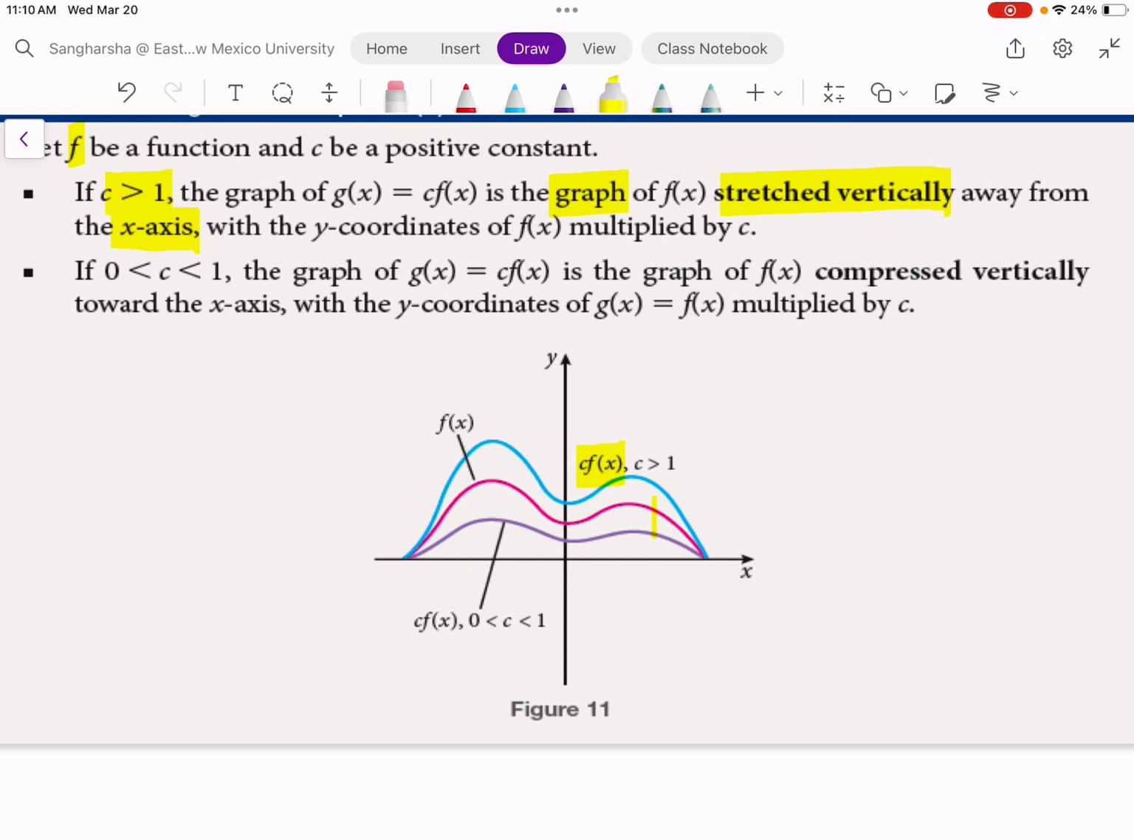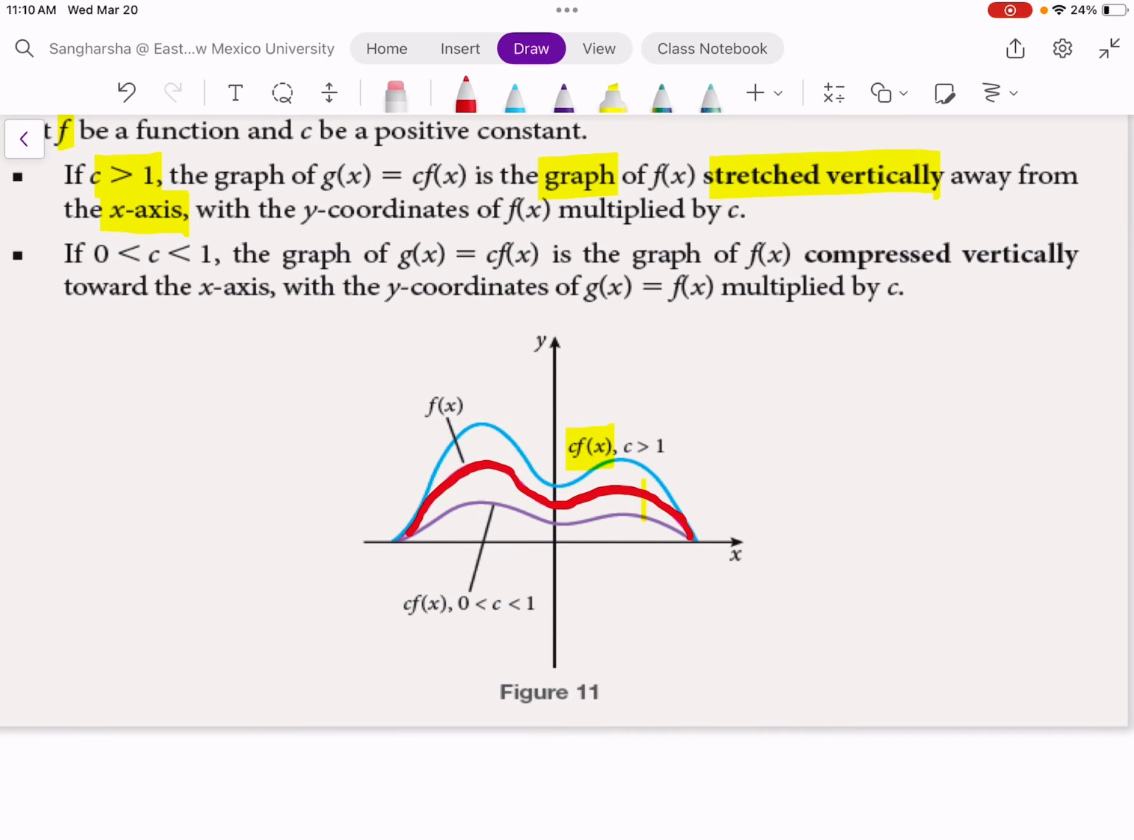In this case, the graph, the basic function graph, is stretched vertically away from the x-axis. So this is our x-axis. This is the graph when we multiply our function by a number which is greater than 1. So you multiply your function by a number greater than 1, then the graph is stretched vertically upward, away from the x-axis.